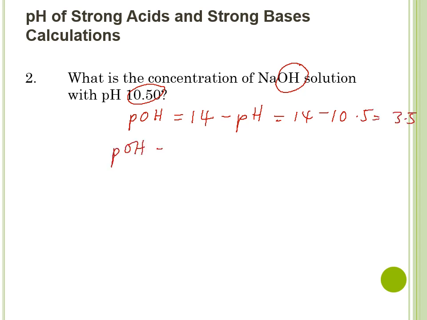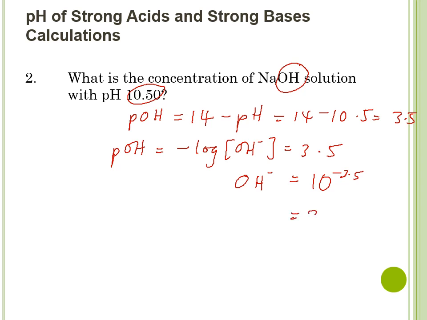pOH is equal to, what is the formula? Negative log OH-. This is equal to 3.5, right? How are we going to get OH-? So OH- is equal to 10 exponential negative 3.5. So press your calculator and you're going to get 3.16 times 10 to the power of negative 4 molar.